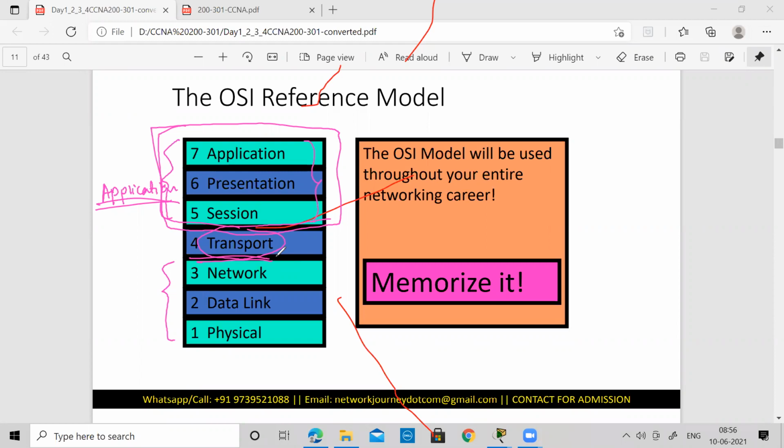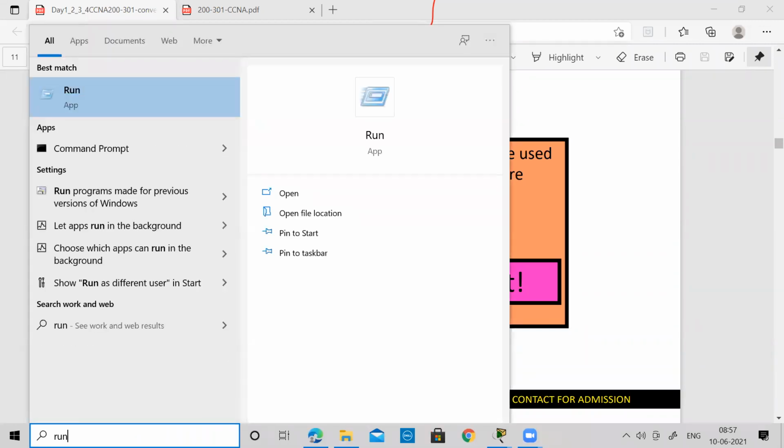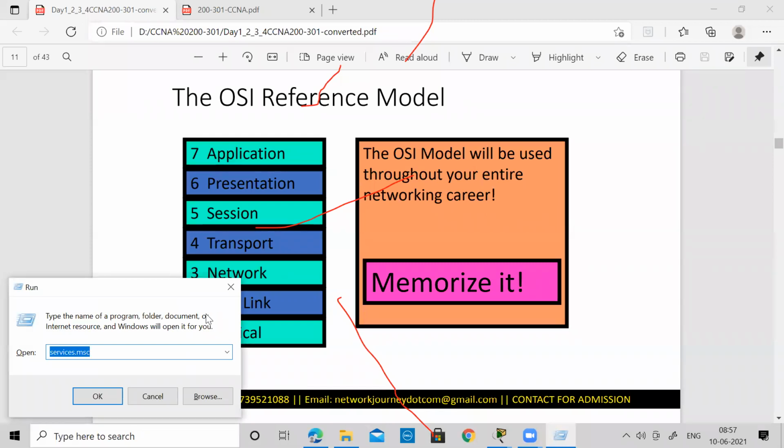Whatever program files and system files you see, most of these files are located in your C drive, and if you navigate and explore them, you can see those files in detail. Let me show you something. I'll use the run command, and there is something known as services.msc. You can click on that.